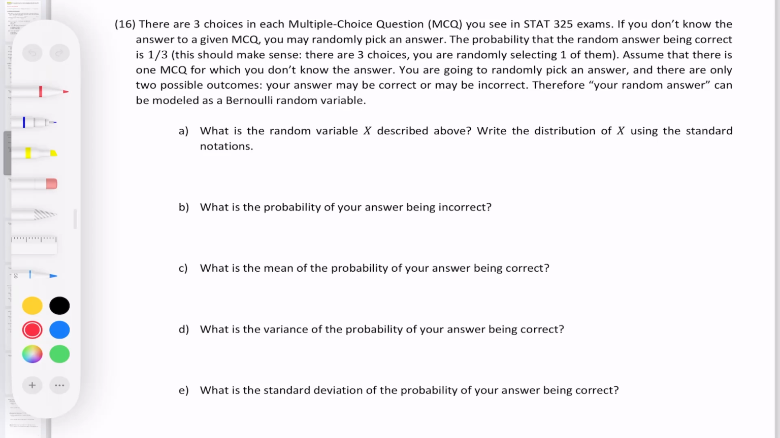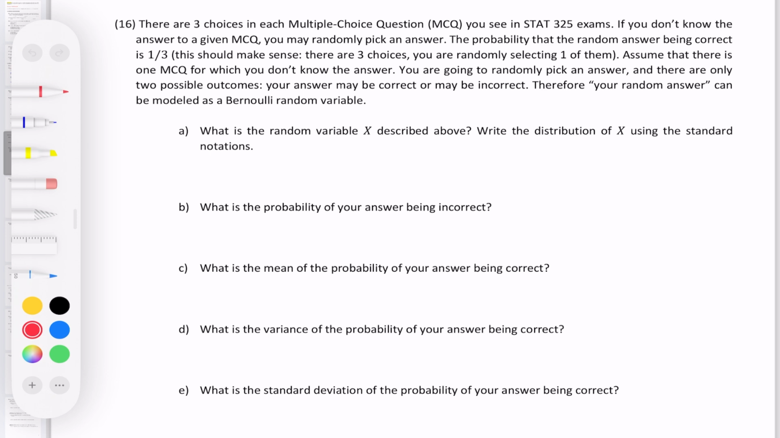In this video, I'm going to discuss problem 16 of your homework number 2. There are 3 choices in each multiple choice question you see in STET 325 exams. If you don't know the answer to a given MCQ, you may randomly pick an answer. The probability that the random answer being correct is 1/3.